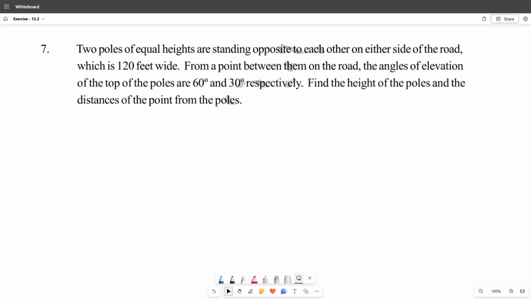So it says two poles of equal heights are standing opposite to each other on either side of the road. So let's draw two lines representing two poles. Let this be the first one and let this be the second one. And it says the road is 120 feet wide. So this horizontal line is 120 feet wide.